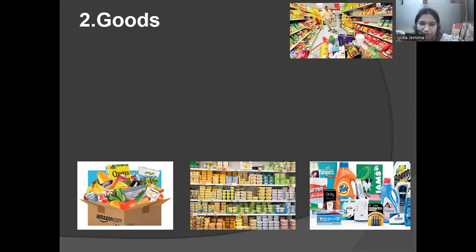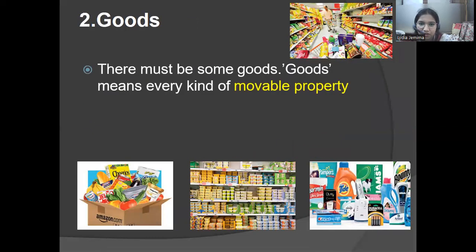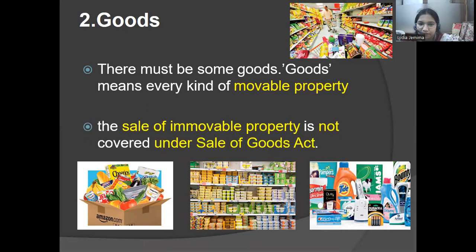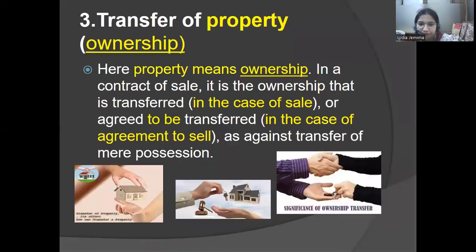Goods. What do we mean by goods? Goods means movable property, not the immovable ones. So land, buildings and the like are not goods as termed in this Act. The sale of immovable property is not covered under the Sale of Goods Act. The consumable goods, the movable goods, the commodities, those are termed as goods here.